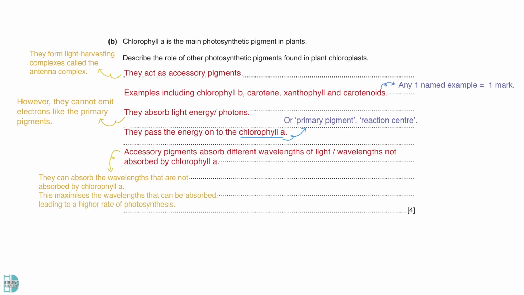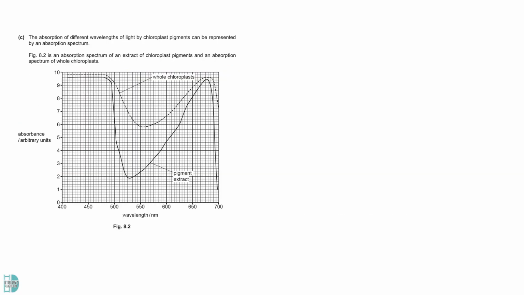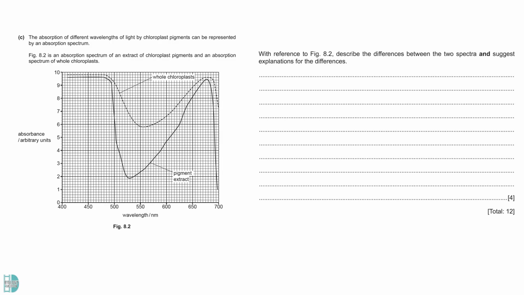They maximize the wavelengths that can be absorbed, leading to a higher rate of photosynthesis. In C, we have a graph that shows the absorbance of the whole chloroplast and the pigment extract. The question wants you to describe the differences between the two spectra and suggest explanations for the differences.